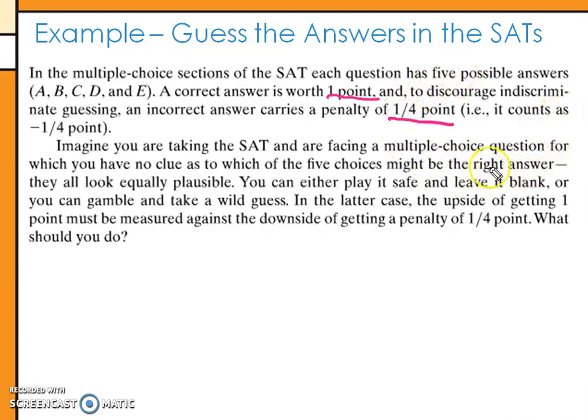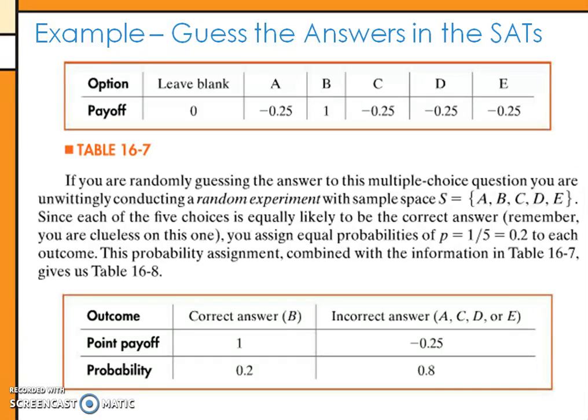If you leave a question blank, then neither of these things happen. Okay, so why do they do this? Well, what they're trying to do is make it so that even if you guess, they should, in theory, on average, across the whole exam, cancel out any lucky guesses, because you might guess some right, but then you're going to get some wrong. The minus quarter point should cancel it out. But let's figure out the actual mathematical what's going to happen.